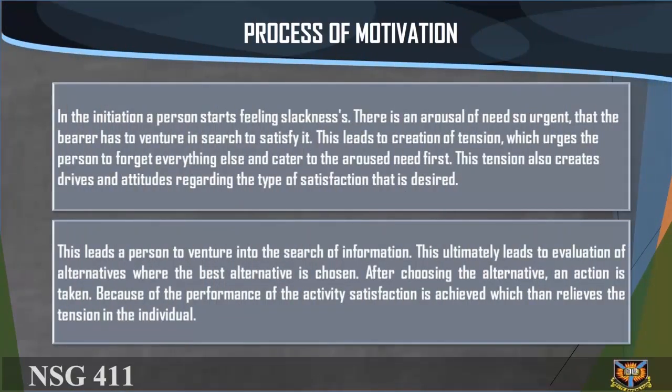Process of motivation. In the initiation, a person starts feeling a lack. There is an arousal of need so urgent that the bearer has to venture in search to satisfy it. This leads to creation of tension, which urges the person to forget everything else and cater to the aroused need first. This tension also creates drives and attitudes regarding the type of satisfaction that is desired.